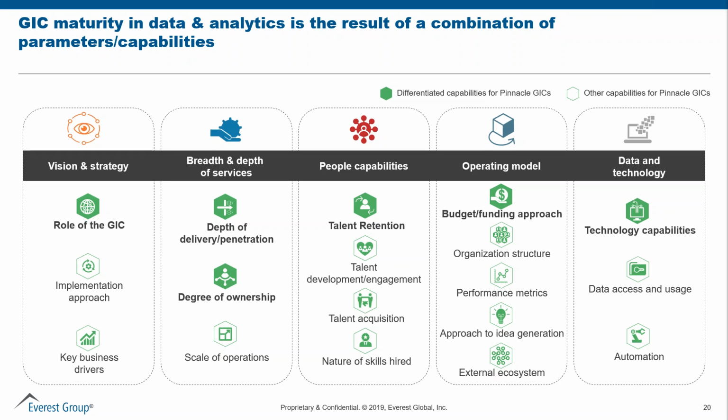And we identified 6 individual dimensions, or 6 key individual capabilities, that made a difference. This was around the role that the GIC plays. This was around the depth of delivery. What is the penetration in a particular area? And there were other areas, for example, talent retention, the funding approach, and technology capabilities. As we go on, we'll talk about each of these. But let's start with the first one.